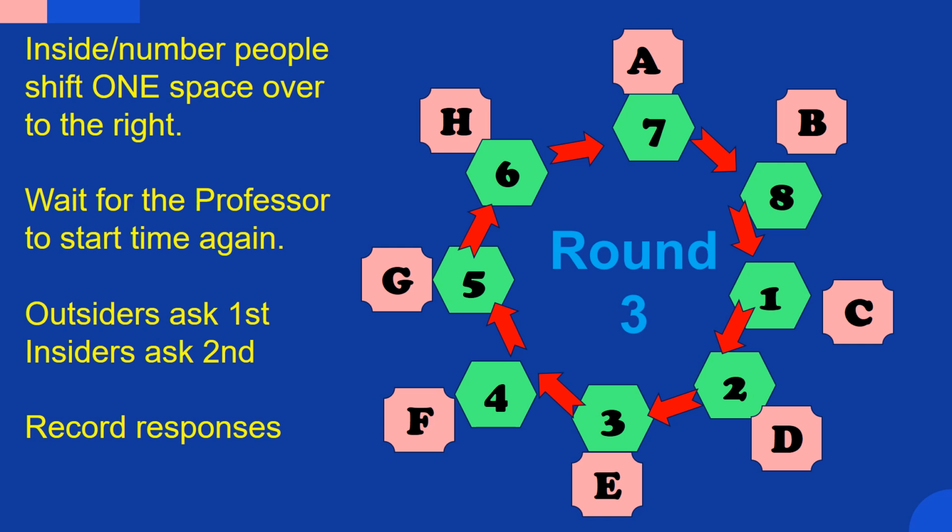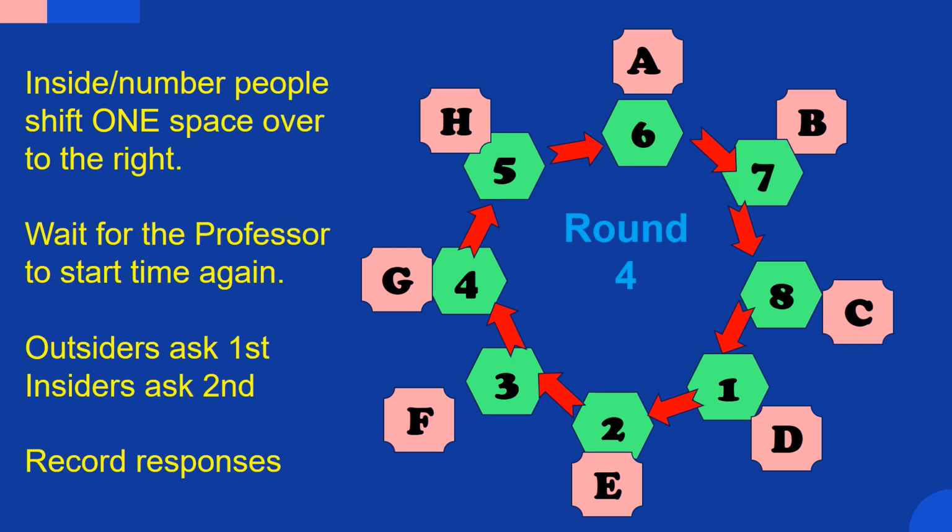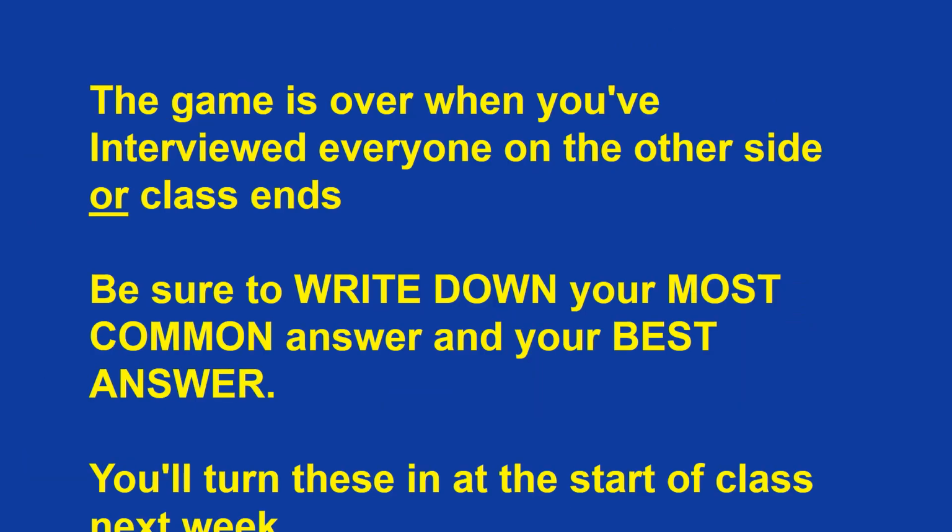Take a few minutes to jot down. Okay, I'm about to hit the button. Who do you think A is going to talk to in round 4? That's right, 6. So you just keep going until you've talked to everybody on the other side, or we're out of time.